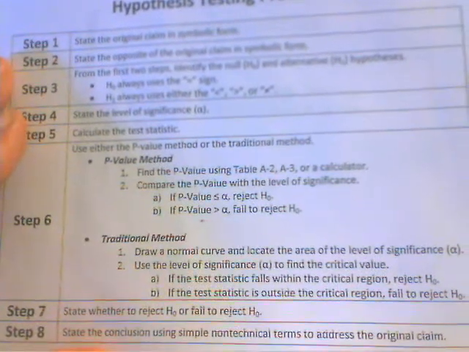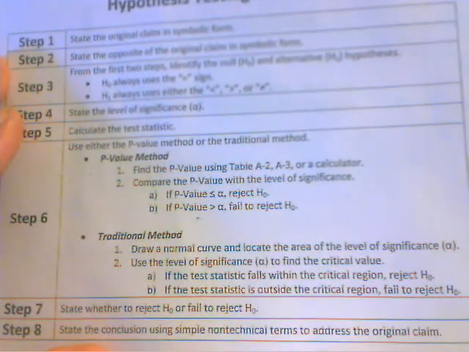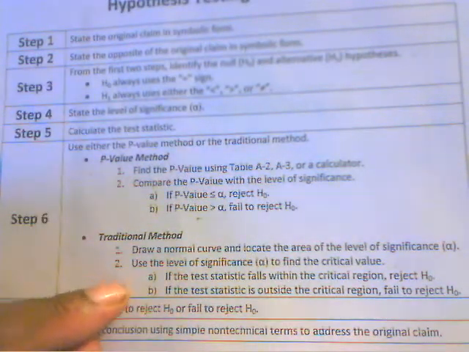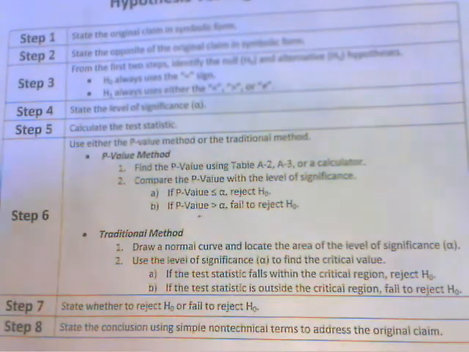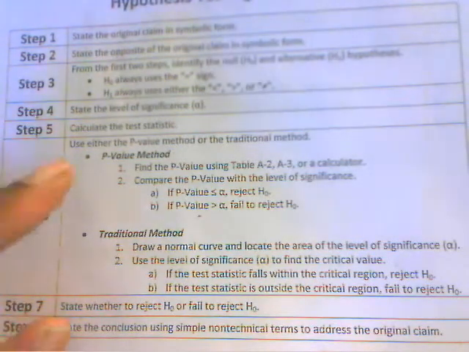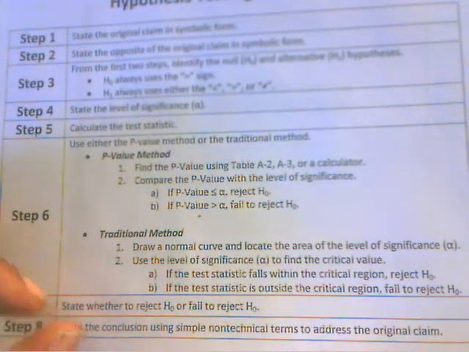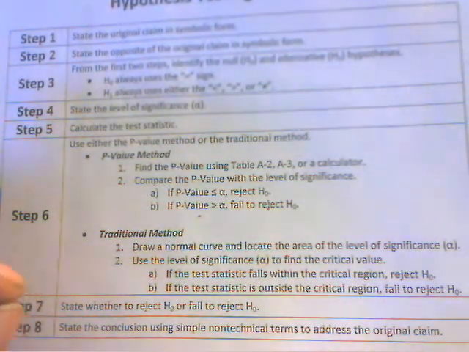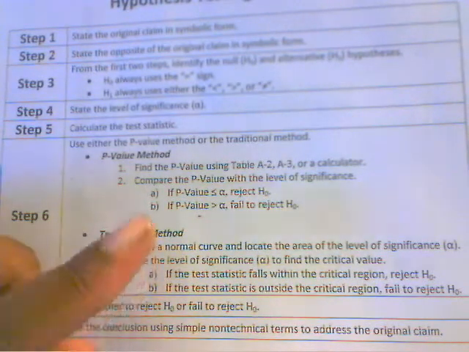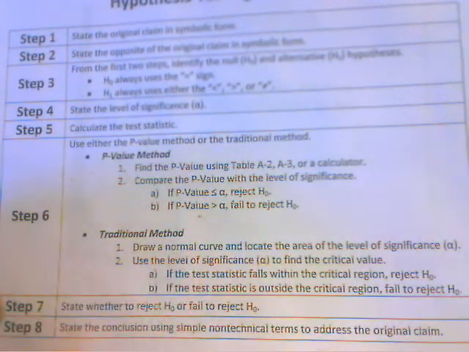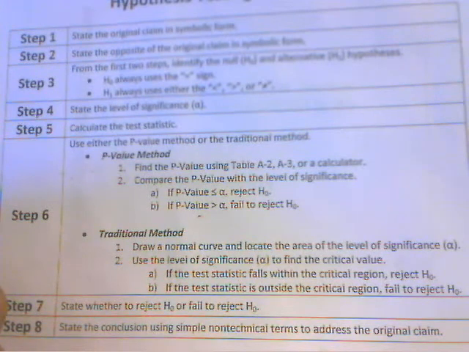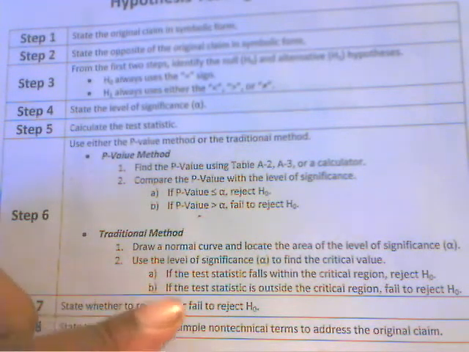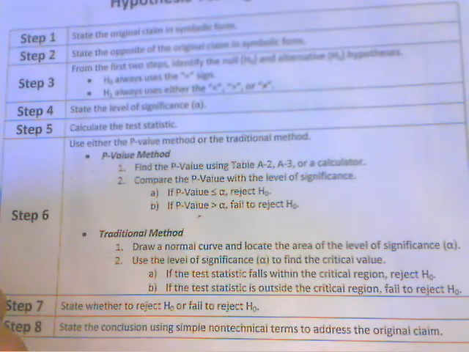So it would be best to draw a normal curve to locate the area of the level of significance, which is your alpha level. And then you're going to use that level of significance to find out what that critical value is. And then you're going to compare that critical value with your test statistic. If the test statistic is within that critical region, you're going to reject the null hypothesis. Or if the test statistic is outside the critical region, you're going to fail to reject the null hypothesis.